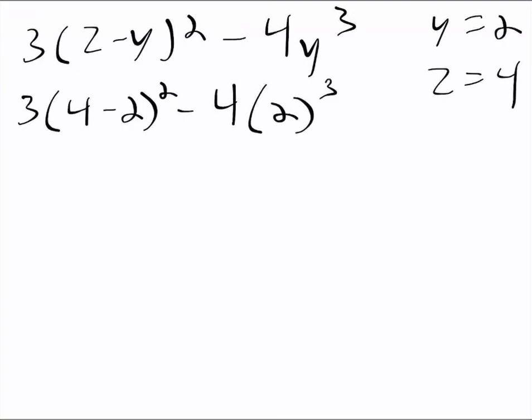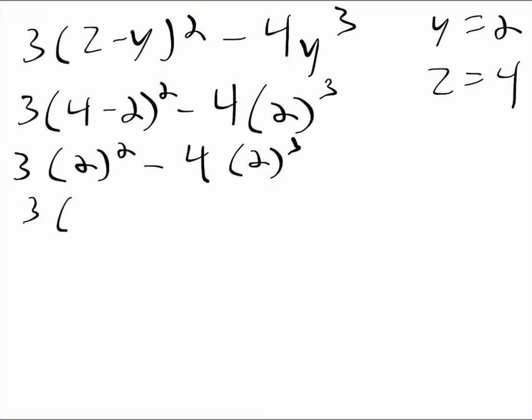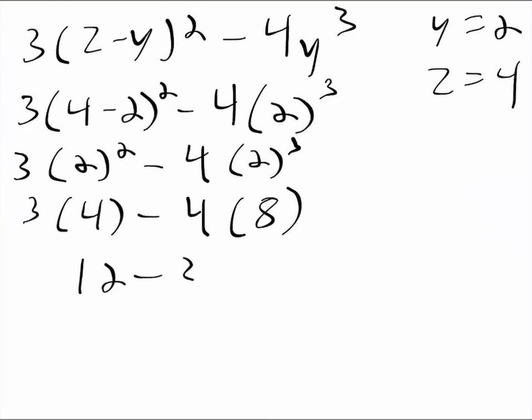So let's take care of our operations in the correct order, following PEMDAS. So we have 3 times 4 minus 2 is 2, all squared, minus 4 times 2 to the third power, so that's 2 times 2 times 2. Let's take care of those exponents. 2 squared is 4, minus 4 times 2 to the third power, which is 8. So 3 times 4 is 12, minus 4 times 8 is 32. That's going to give us negative 20. So you can see that this first one got us negative 20.